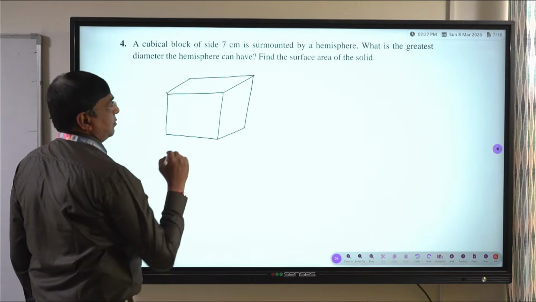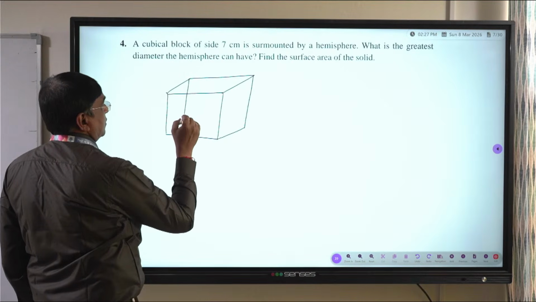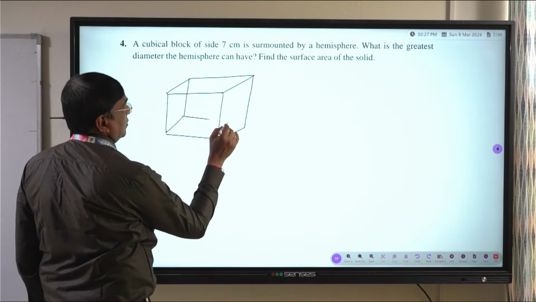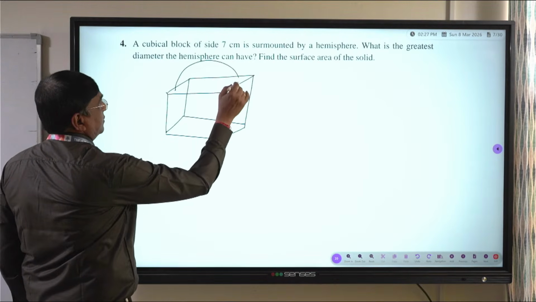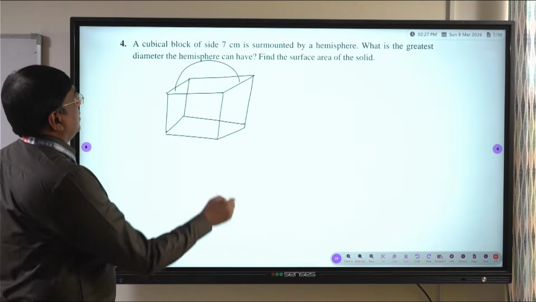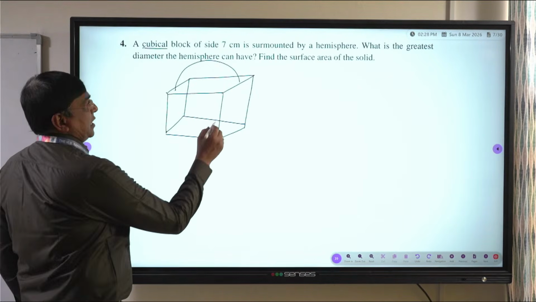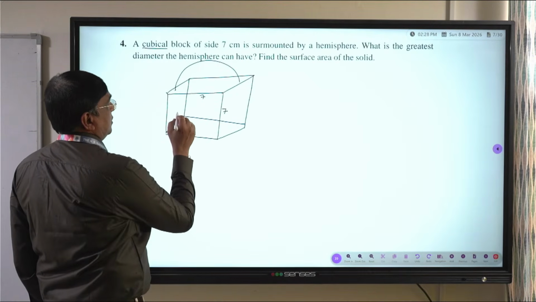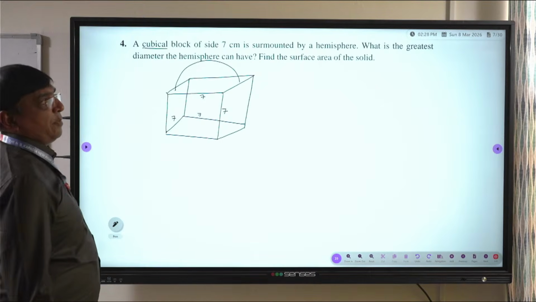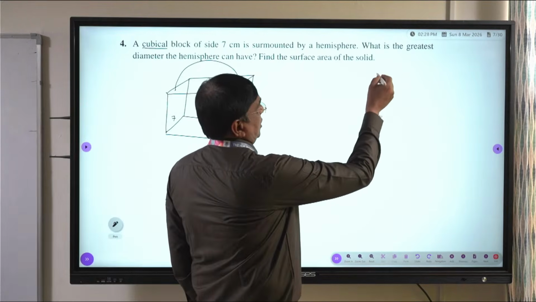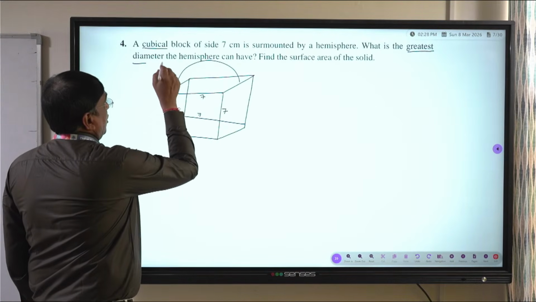Is a rough diagram. इसके ऊपर हमें हेमिस्फीयर रखना है. Now given a cubical block, meaning cube given, so all sides are 7 by default. Height, breadth, length, everything is 7. So maximum, first question, what is the greatest diameter of the hemisphere?